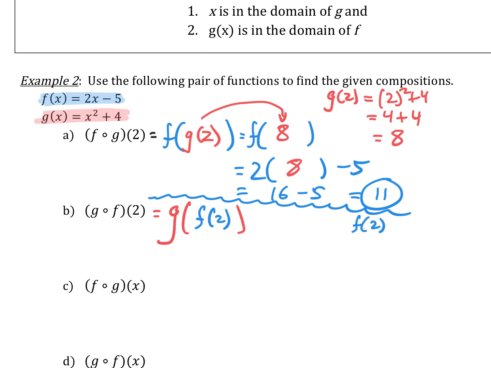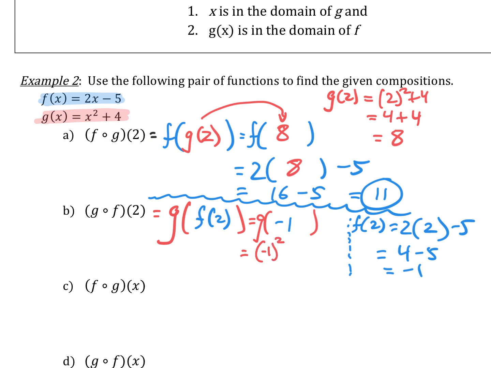F of 2, we're going to use our f function here, 2 times x minus 5, or 2 times the input minus 5, and the input in this case is 2. So this is 4 minus 5, which is negative 1. So we're going to take our g function, and we're putting negative 1 inside of that. And what do we get? Well, the g function is x squared plus 4. So we're taking the input, squared plus 4, which is 1 plus 4, which is 5. Okay? All right.